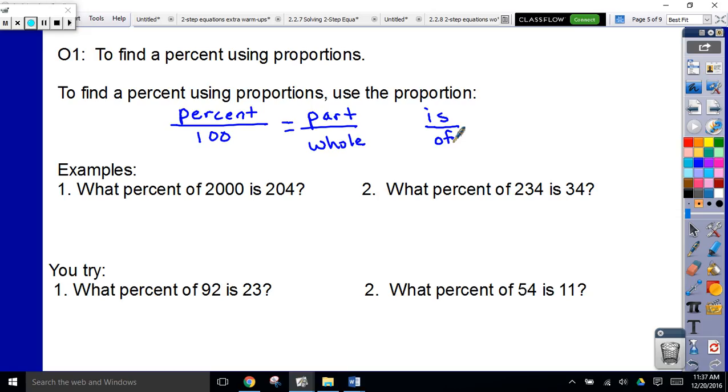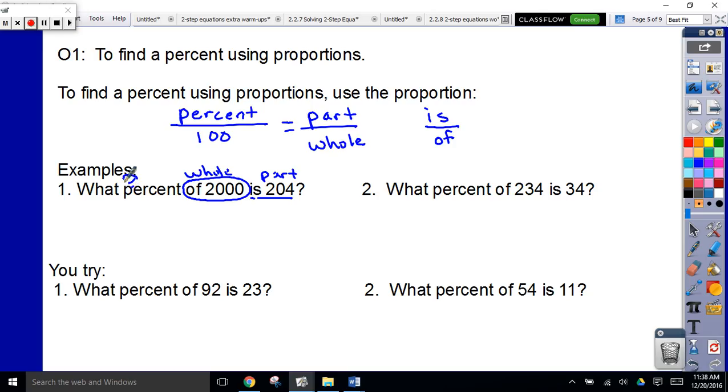Okay, let's look at the example. The example says, what percent of 2,000 is 204? So we have this word of going with the 2,000. That's our whole. Of usually goes with the whole. So percent of 2,000 is 204. This is our part. So we have our whole and our part. And the thing that we don't know is this.